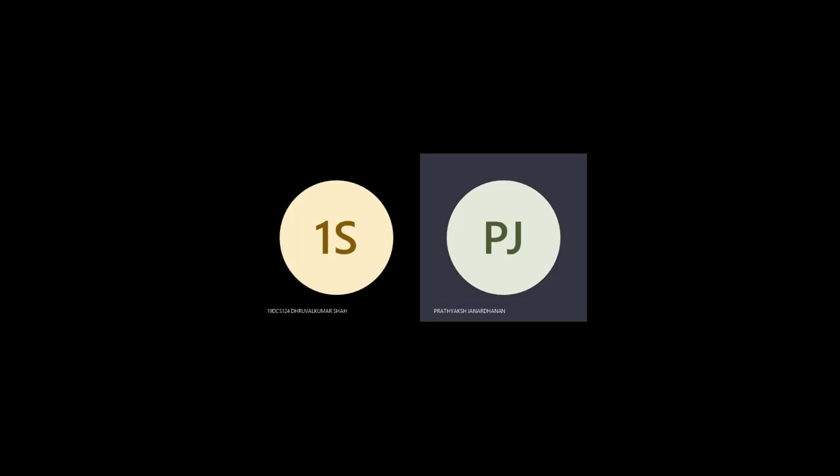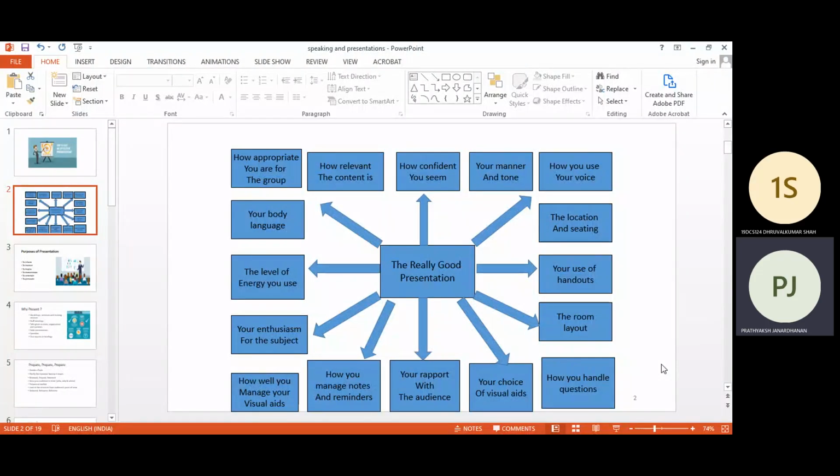Okay, so if you look at this chart, this kind of diagram that I put in front of you, these are some of the key areas which make a really good presentation. The left and the right parts depend entirely on you as a person. It's a thing that you can work on. The one on this side, the location and seating, handouts, room layout, is part of preparation.